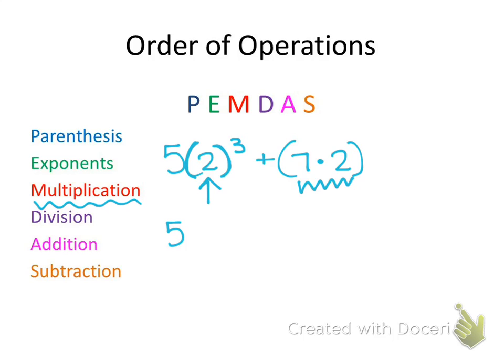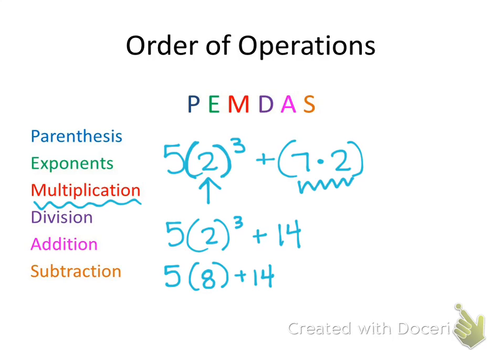7 times 2. So I'm just going to rewrite everything else because I'm not working it yet. 7 times 2 is 14. Once you've done what's inside of the parentheses, you can drop the parentheses. I don't need to keep the parentheses around 14. Okay? My next step is exponents. So I look around. Do I have any exponents? Yes, I do. Jennifer, what would I do first? Do the 2 with the exponent. Exactly, 2 to the 3rd power. So, 2 to the 3rd power is 8.